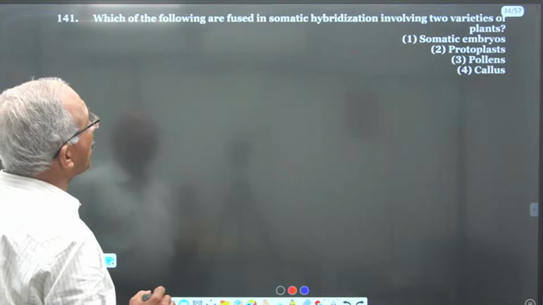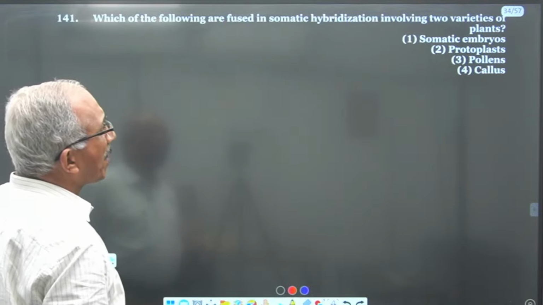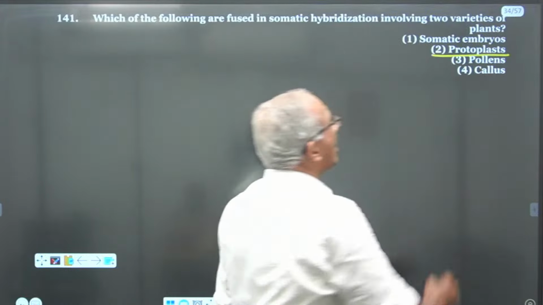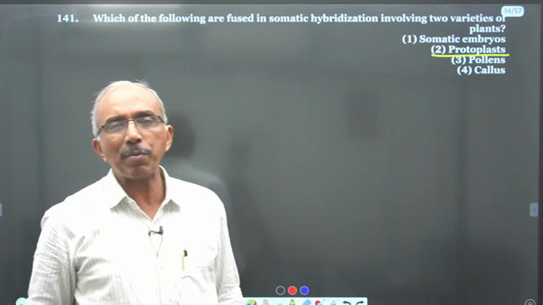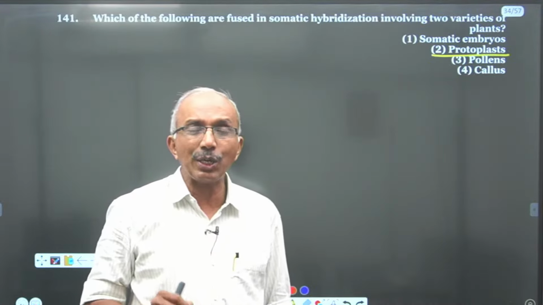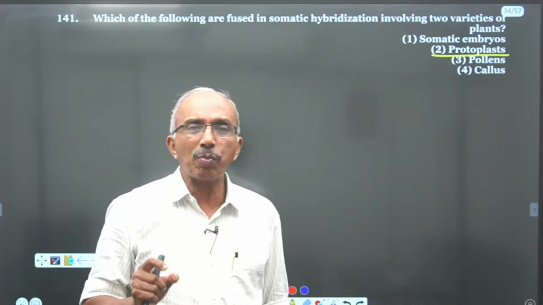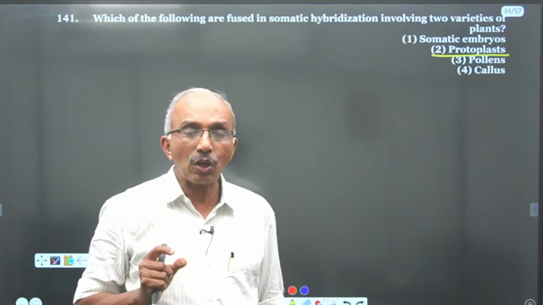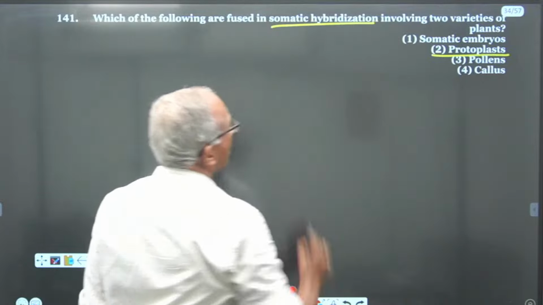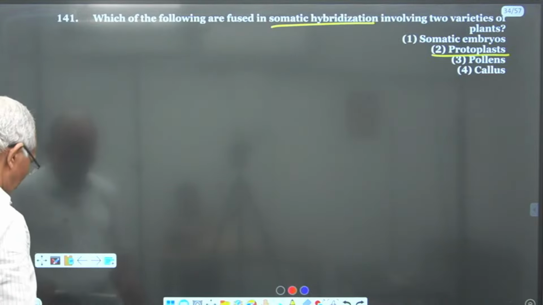Which of the following is fused in somatic hybridization? During somatic hybridization, protoplasts are fused. After removing the cell wall, the living content of the cell, the protoplast, is induced to fuse, and the fusion of protoplast is somatic hybridization. So in somatic hybridization, protoplast is fused.